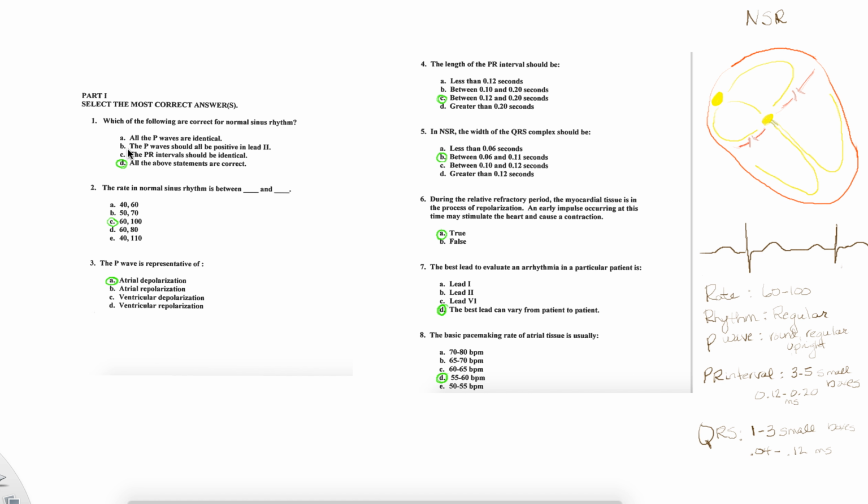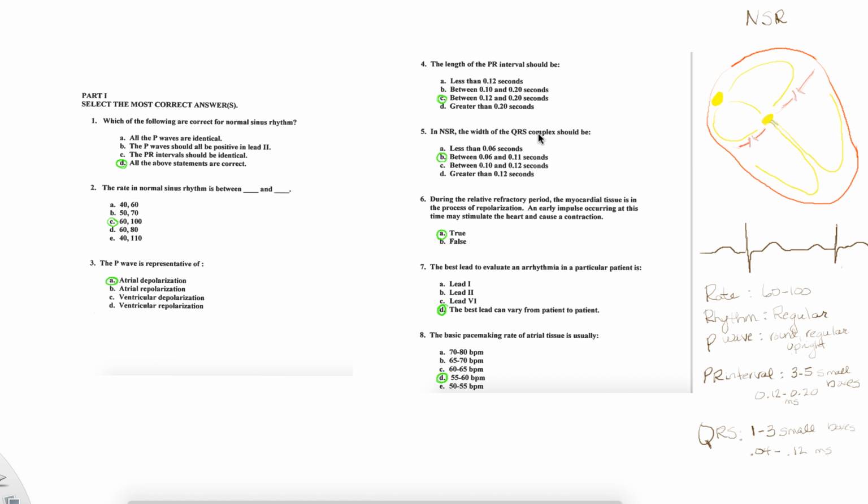So with number 1, all of these are correct. So I don't want to spend too much time on concepts that are strictly memorization, okay? So with 2 and 3, 1 through 3, they're all memorization. Same here with 4, 5.